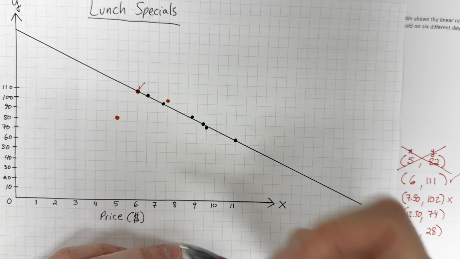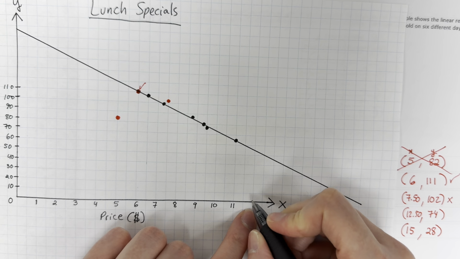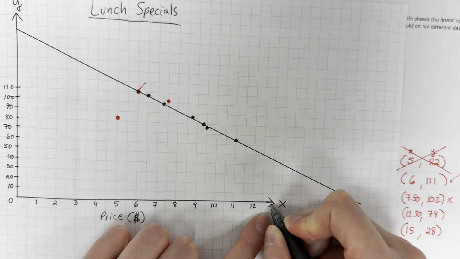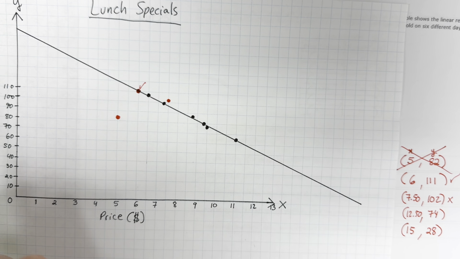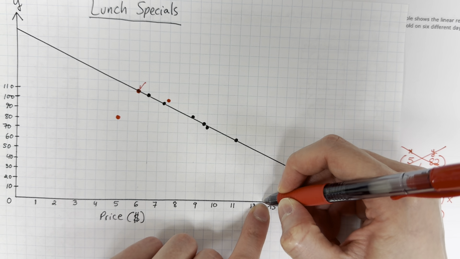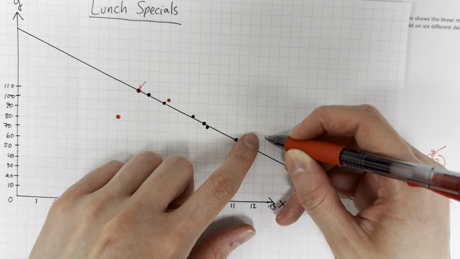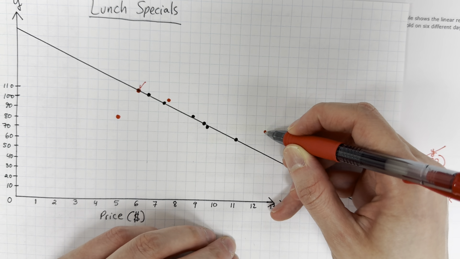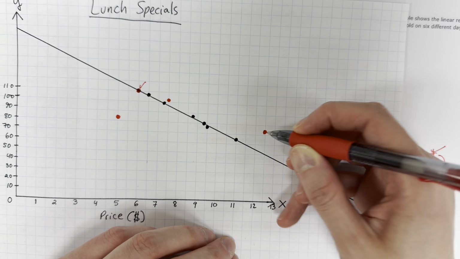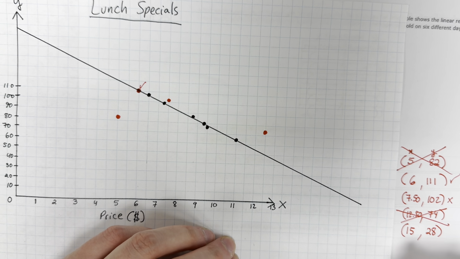Okay, 12.50. Do you see that? I had to extend it. So here we have 11. This would be 12. Here would be 13. So 12.50 is right here. 12.50, 74. 74, that's going to be right up here. Okay, absolutely not. That's not good.